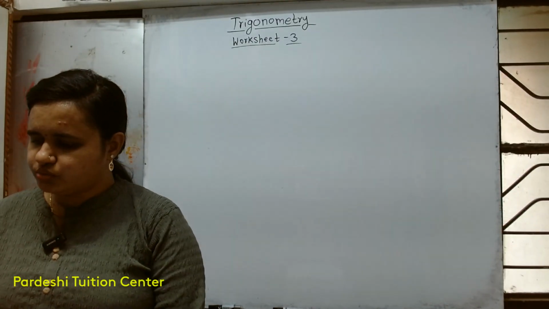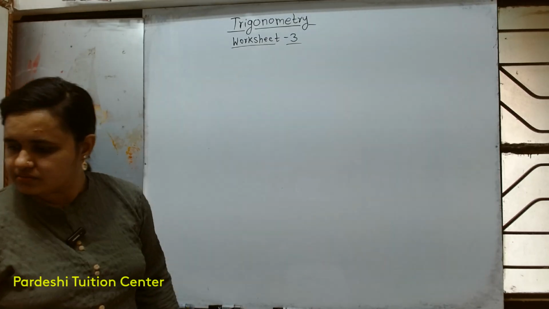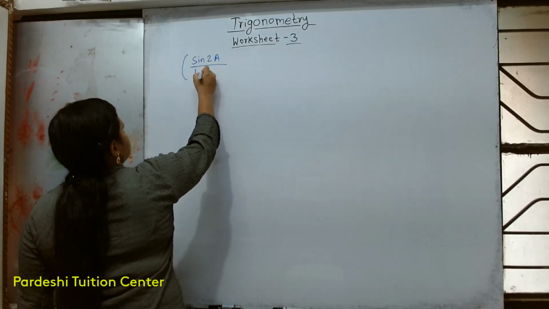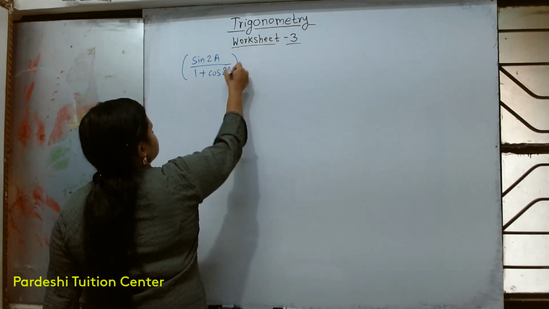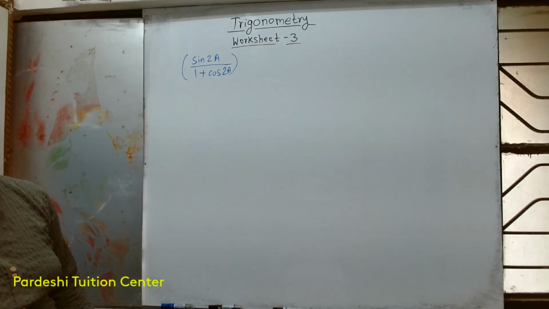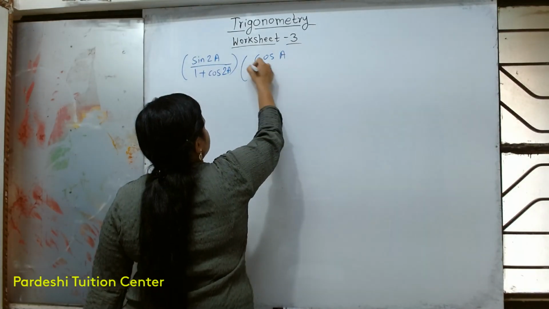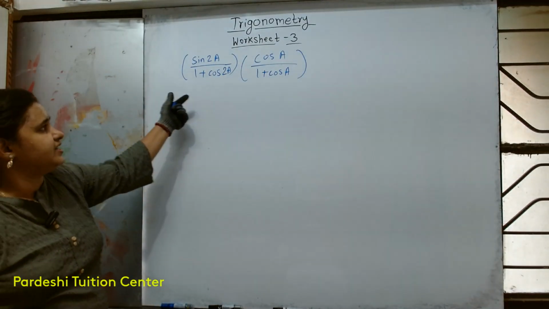Now question 22. Question 22 is sin 2a upon 1 plus cos 2a, and again into cos a upon 1 plus cos a. This example is given and we have to find the value of this.